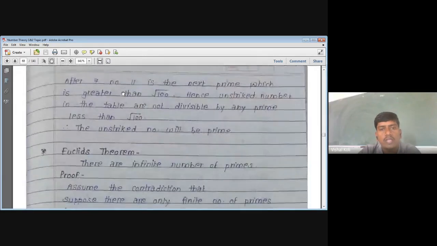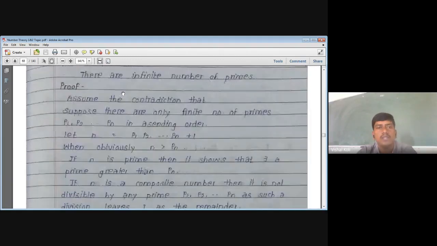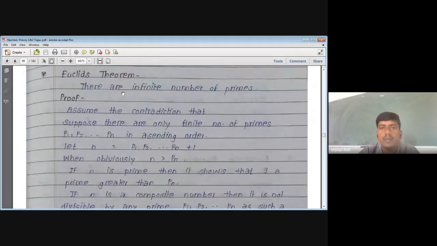Now the next one is Euclid's theorem, and it states that there are infinite number of primes. In this theorem we have to prove that there are infinite number of primes. For that we have to assume, by contradiction, that there are only finite number of primes. Let us consider p1, p2 up to pn as the only n primes in ascending order. Let us construct one integer n from these n primes.